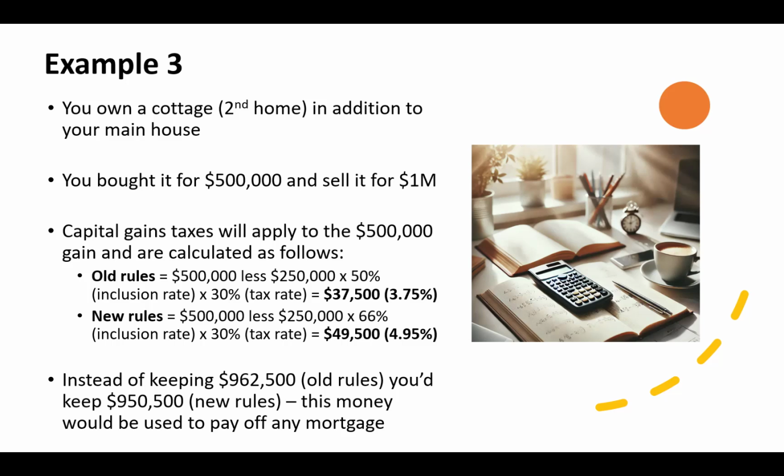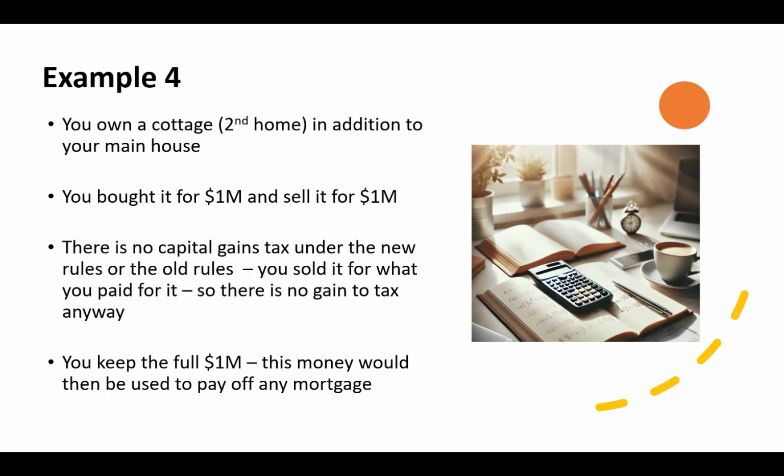Hopefully that makes sense. So as you can see, the actual percentage of the sale price you pay in capital gains tax is not that high. You're actually paying the government less than you pay your real estate agent, even under the new rules, at 4.95% of the home price in this situation. And here's another example, just to be clear as well. So let's say you own a cottage as your second home in addition to your main house, and you bought it for $1 million, you sell it for $1 million, there's no capital gains tax because you didn't make any money on the sale. You sold it for exactly what you paid for.